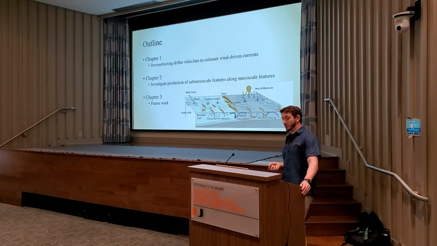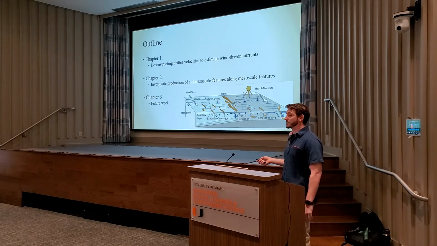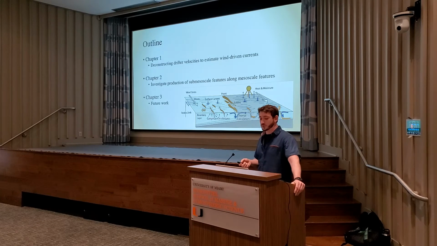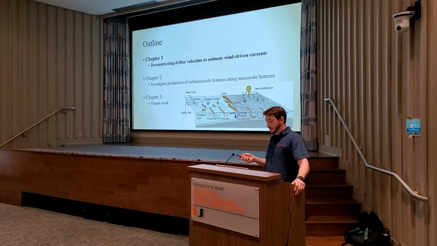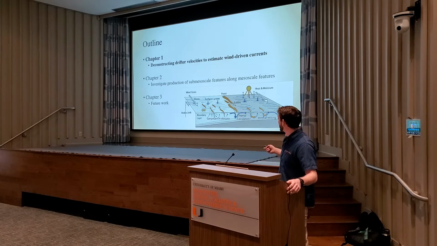So a brief outline of what I'm going to be talking about today. Chapter 1 is going to discuss deconstructing drifter velocities to estimate wind-driven currents. Chapter 2, we're going to investigate the production of submesoscale currents along mesoscale features. And Chapter 3, I'm going to touch on some future work. So Chapter 1, wind-driven currents. We're going to focus on this little square of this diagram here.